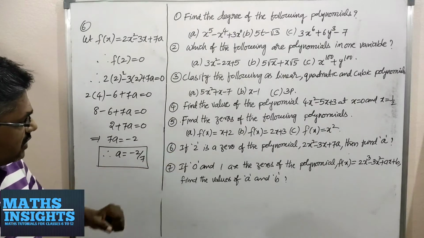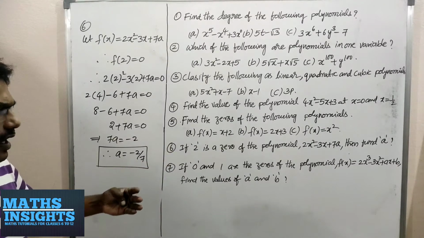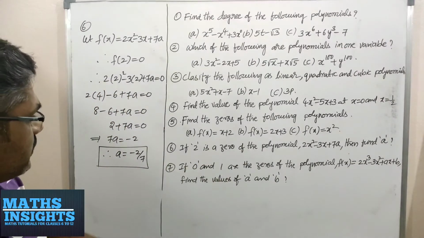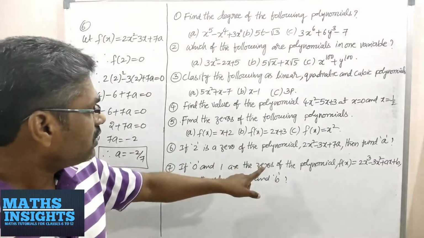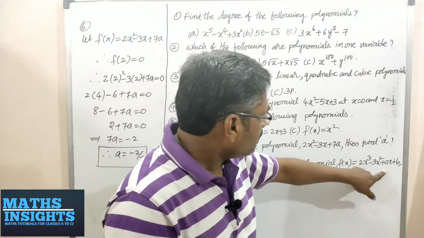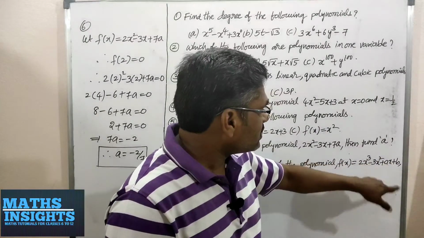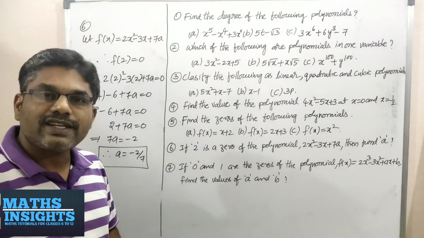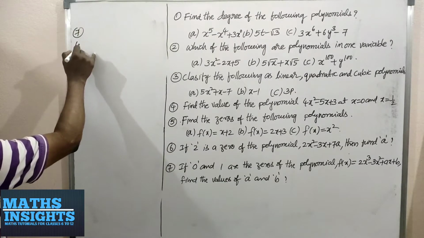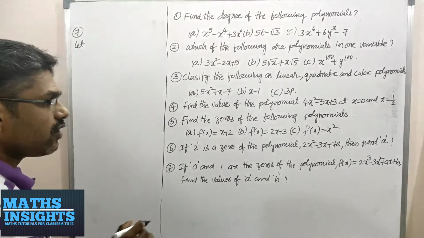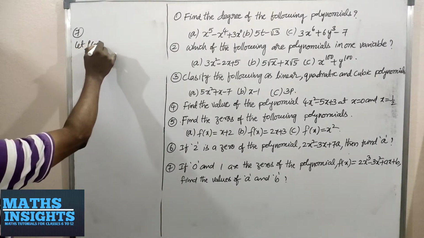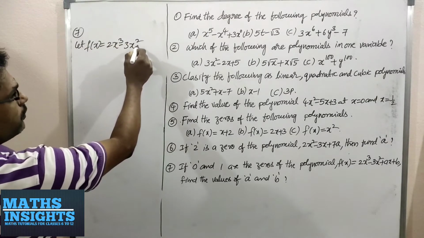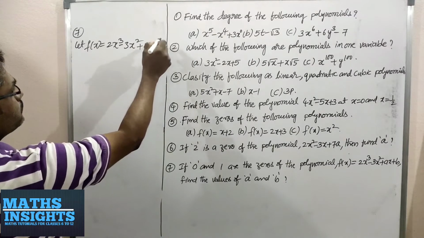And also coming to the 7th question, which is the same as the 6th one, but you have to extend it and find the values of a and b. If 0 and 1 are the zeros of the polynomial 2x cube minus 3x square plus ax plus b, you have to find the values of a and b. It is also very simple. Let us give a name to the given polynomial. They have already given that f of x is equal to 2x cube minus 3x square plus ax plus b.